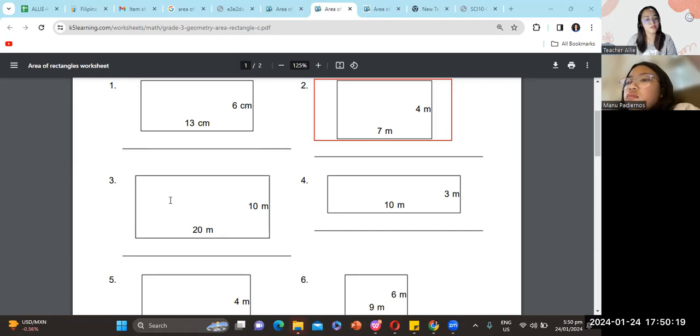Okay, next, number 3. This time we have a bigger rectangle. The length is 20 m and the width is 10 m. What is the area here in number 3? Okay, you solve first.